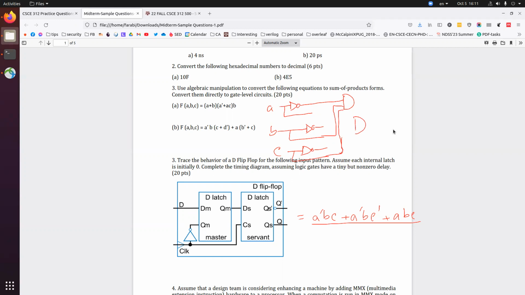So we should have something like this: A naught, then B, and then C naught. And then finally we have A, B, and C. So these three gates will represent three terms, and then from here we will have the OR gate, because this is the sum of products.